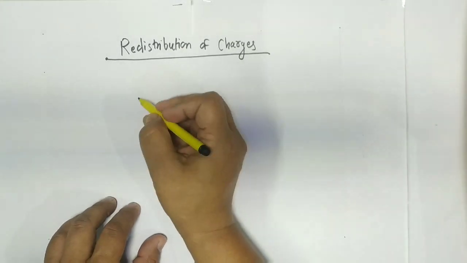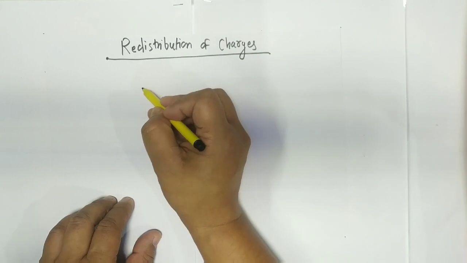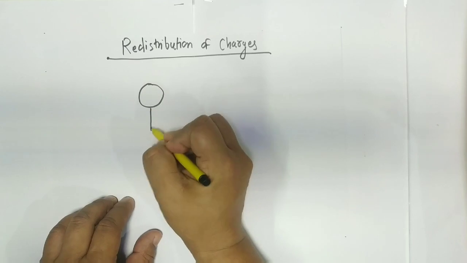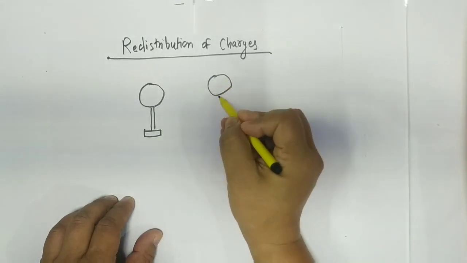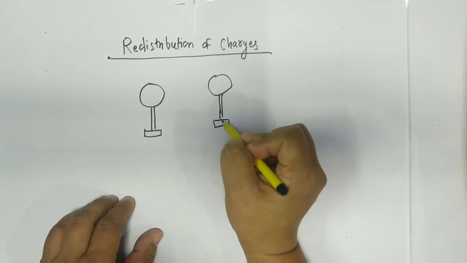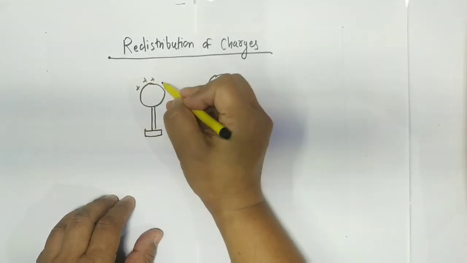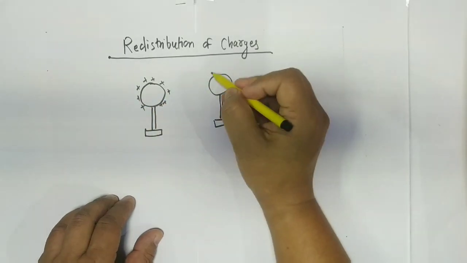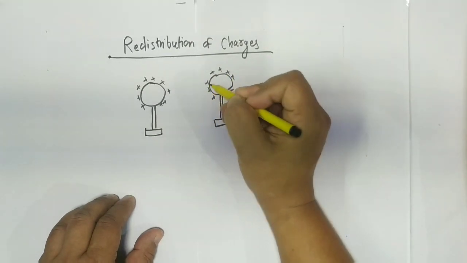So what exactly is this? Redistribution of charges: what we do is we take two insulated conductors. Say these are the two insulated conductors we have taken, one is this and another is this. It has some positive charge on this, and some positive charge on this. So these are the two conductors.